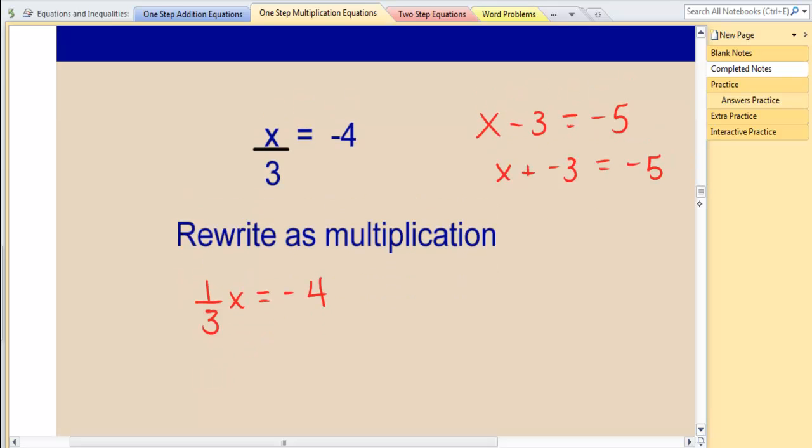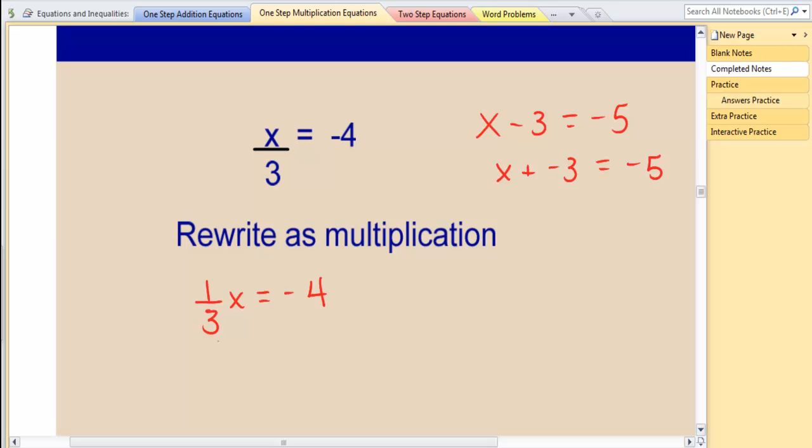Now we're going to work with the inverse property for multiplication, which is which property? Reciprocal, right? So when we were dealing with multiplication equations and solving those, what did we do to the left-hand side in order to get x by itself? We multiplied by the reciprocal of the number that's being multiplied by x, right? What number is being multiplied by x? 1/3.